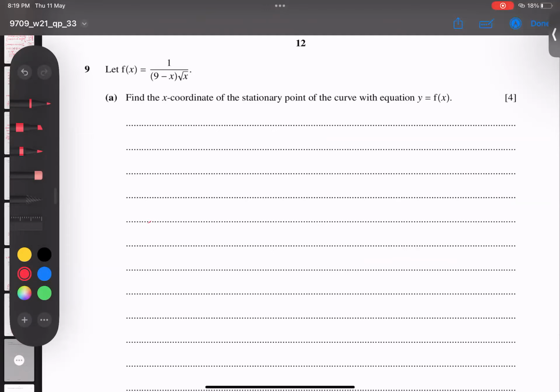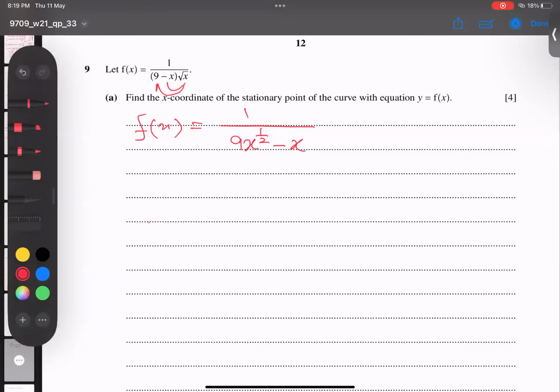Find the x coordinates of the stationary point. Okay, students, so we're looking for stationary points, and all of you know how, but there is some trick in this question. What is the trick? I have seen some students confused in this question. So the best technique is to bring x multiply inside. I get 9 x to power half, I get negative x to power 3 by 2. How 3 by 2? Because half plus 1 is 3 by 2.